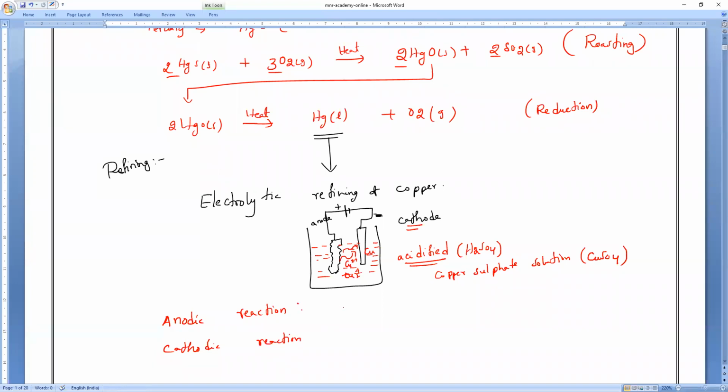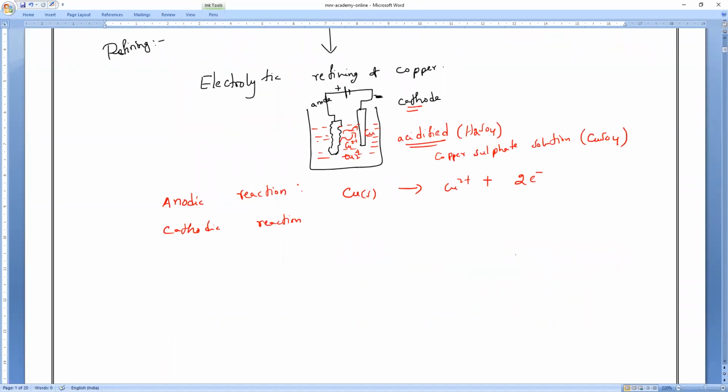At the anode, copper loses electrons; copper gives back 2 electrons. The same copper ions come to the cathode, receive the electrons, and turn again into copper atoms. This is the purest metal, which we obtain at the cathode.